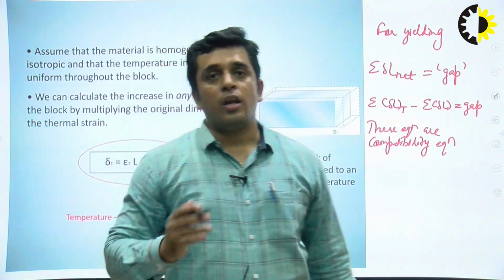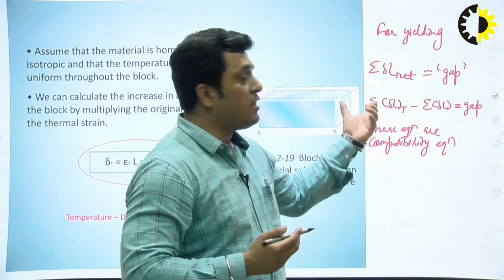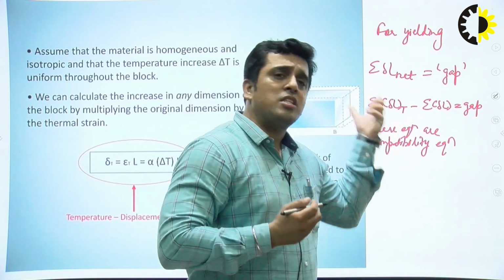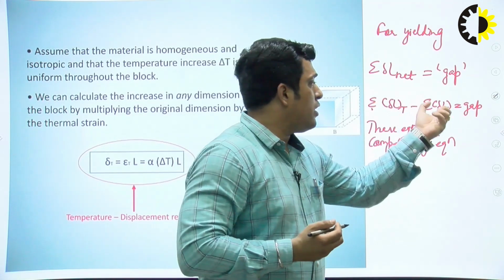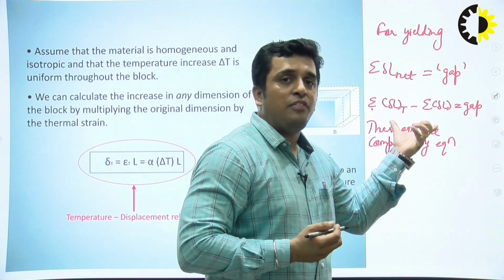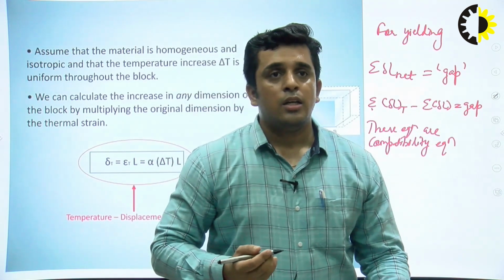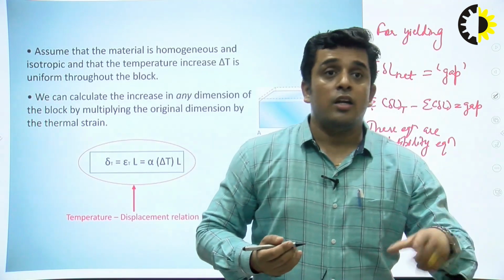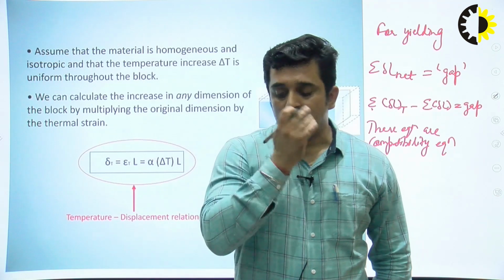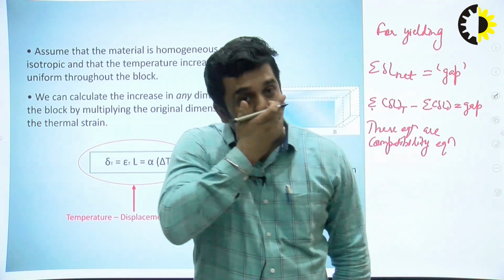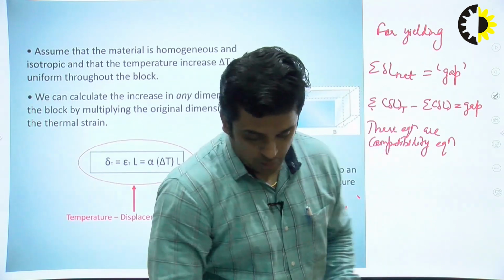I think you all are able to understand the concept. See what we are doing: we are simply calculating delta L T, we are calculating delta L, and we are taking their difference equal to 0 if there is no restriction. If there is a restriction, sorry, if there is a yielding, then this concept and equation is known as the compatibility equation. Alright?